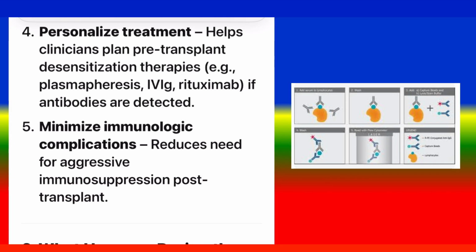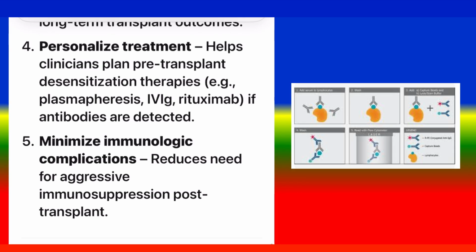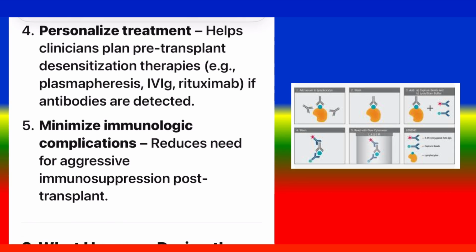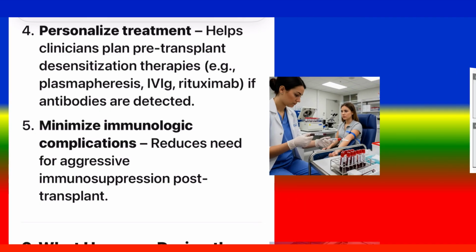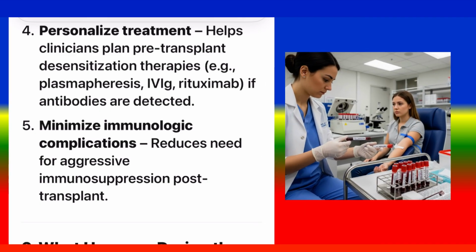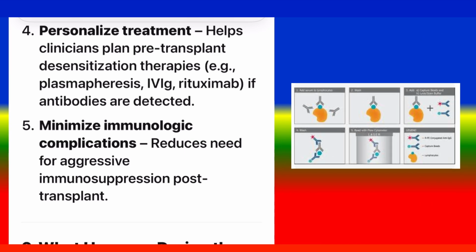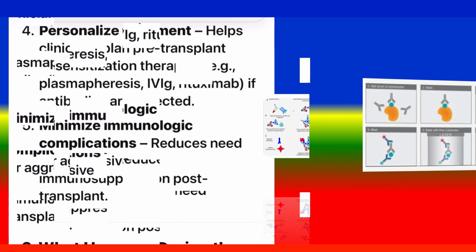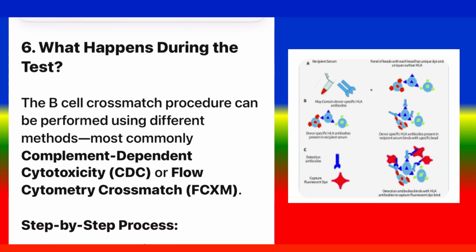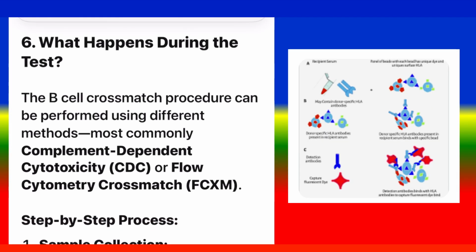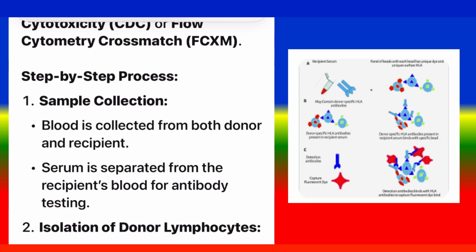4. Personalized treatment. It helps clinicians plan pre-transplant desensitization therapies, e.g. plasmapheresis, IVIG, rituximab, if antibodies are detected. 5. Minimize immunologic complications. It reduces the need for aggressive immunosuppression post-transplant. Number 6. What happens during the test? The B-cell crossmatch procedure can be performed using different methods, most commonly complement-dependent cytotoxicity, CDC, or flow cytometry crossmatch, FCXM.